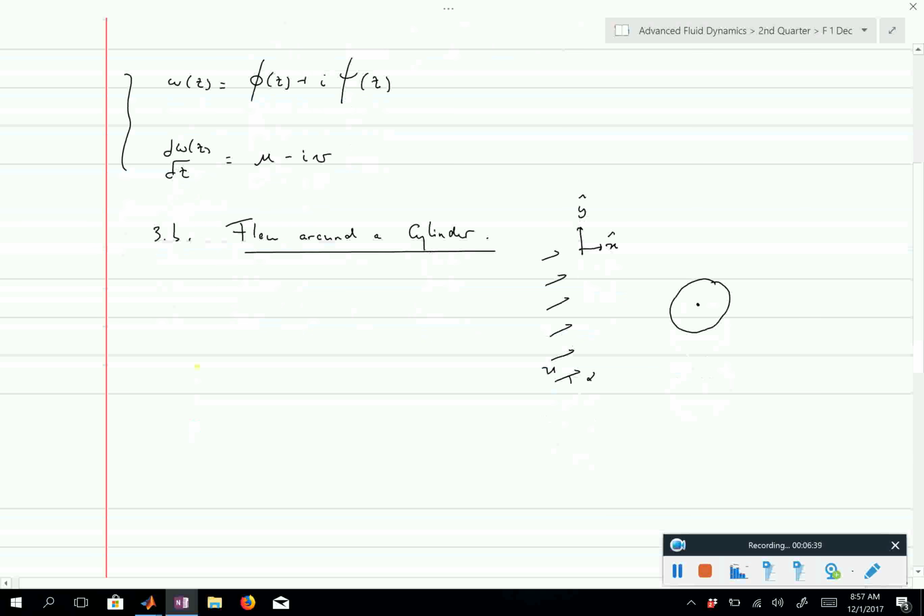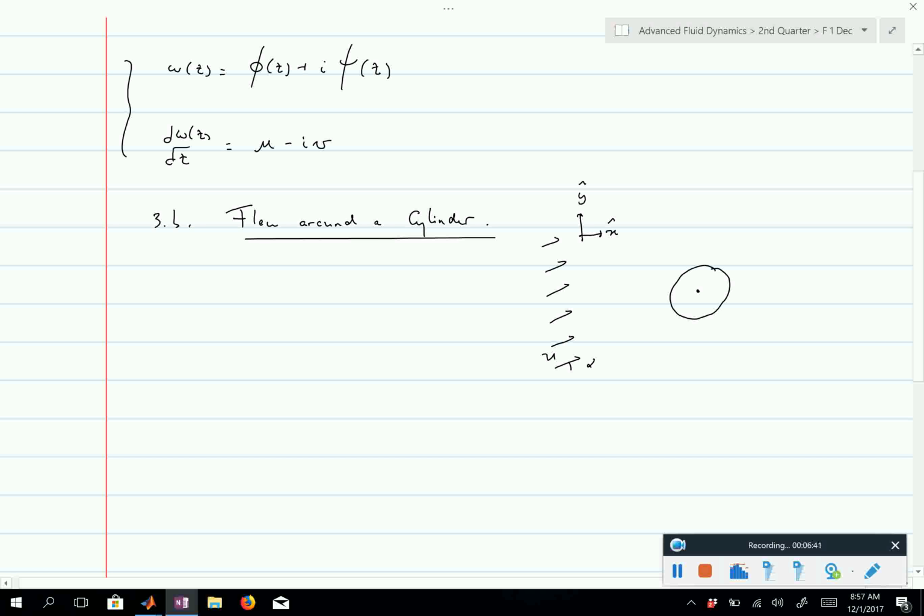So how do we solve that? Say we want to compute the flow. The question is, for instance, compute the lift or compute the pressure distribution. In that case, you need to compute first the flow, and then from Bernoulli you can extract the pressure, integrate the pressure, so integrate the stress vector along the surface, and you get the forces. Right? So let's start with the velocity field. We want to compute the velocity field.